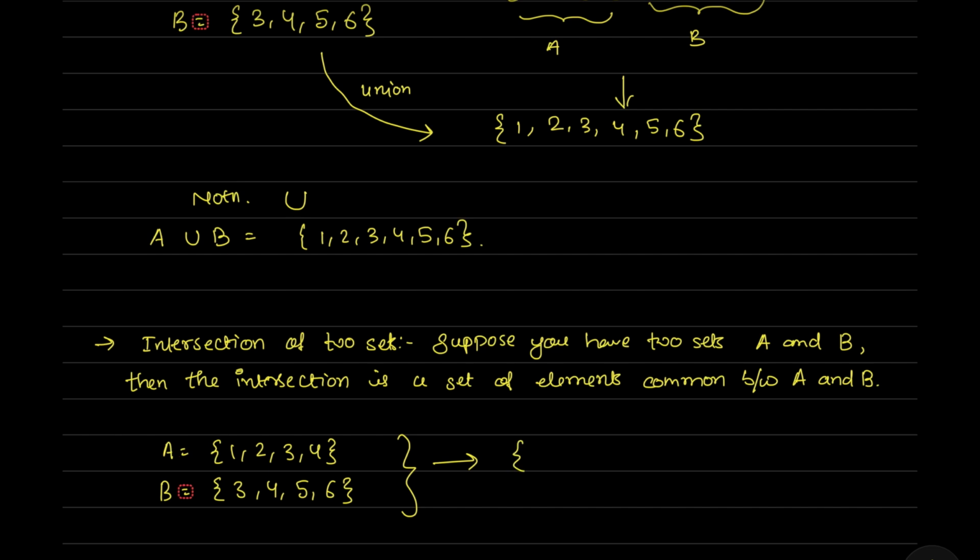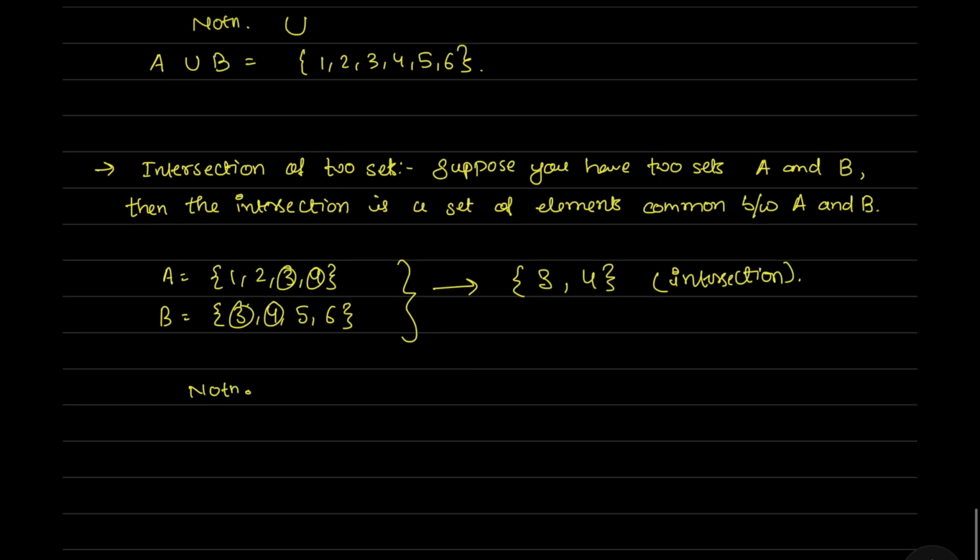As per definition, the intersection will be a set which has elements which are common between A and B. Now see, A has 1, B doesn't have 1, A has 2, B doesn't have 2, A has 3, and B also has 3. See, these are common. Again, 4 is common. 5 and 6 are not present in A. So basically this 3, 4 is our intersection. Notation, an inverted U. So basically what we will say, A intersection B is equal to 3, 4.